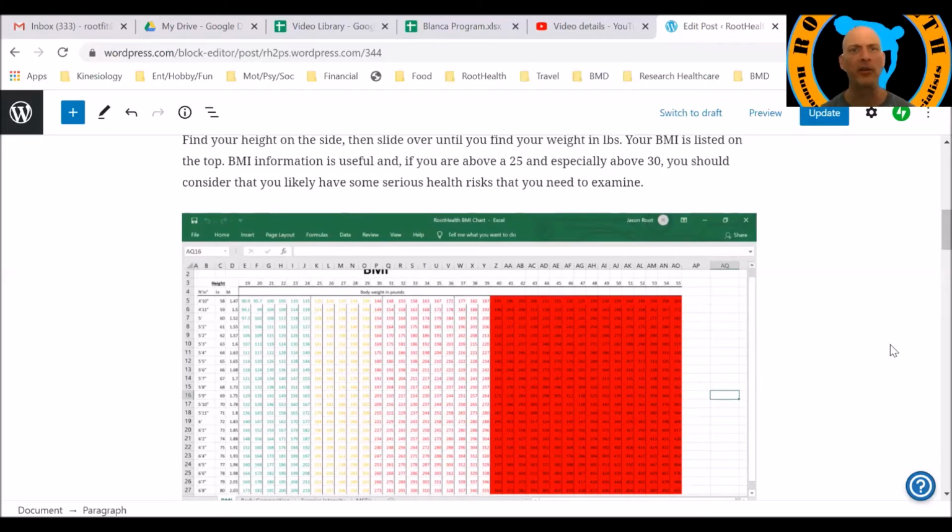BMI information is useful. If you're over 25, that's about where the overweight category starts. And especially if you're over 30, where the obese category starts, you should consider that you likely have some serious health risks that you need to examine.